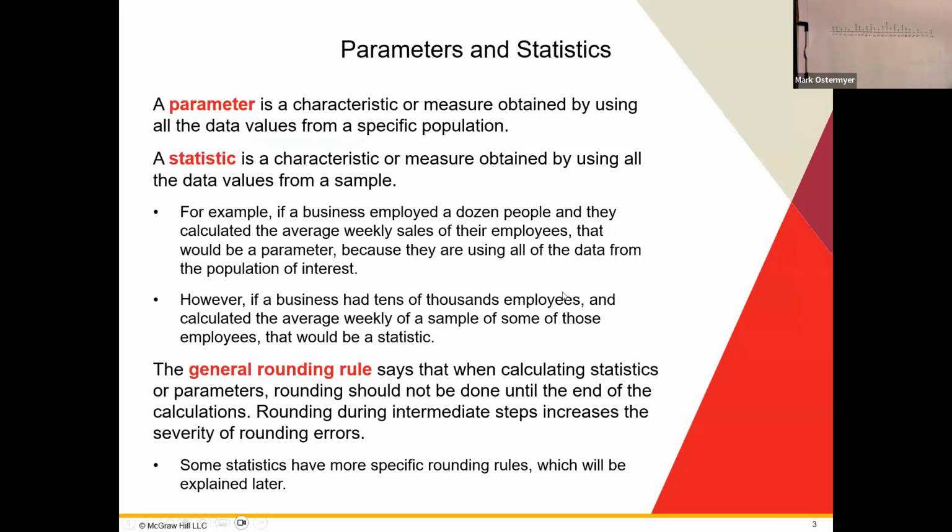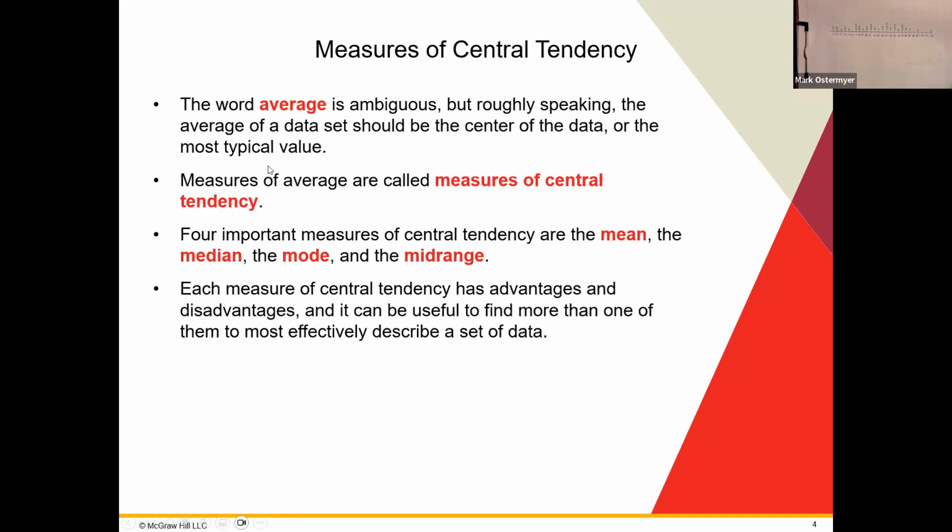First of all, ladies and gentlemen, we need to draw a distinction between any quantity computed from a population versus a sample. Any quantity computed from a population is called a parameter, and any quantity computed from a sample is called a statistic. So if you compute the mean of a population, it's called a parameter. If you compute the mean of a sample, it's called a statistic.